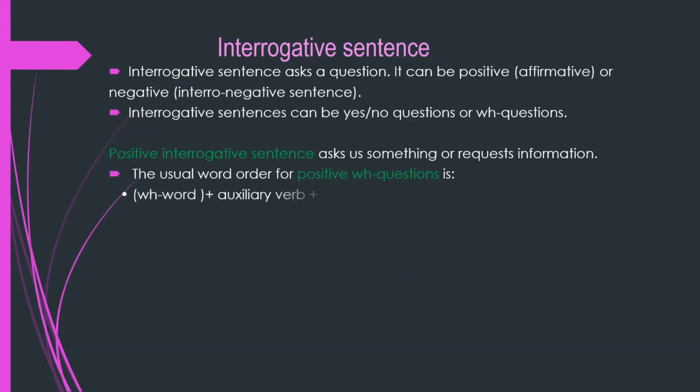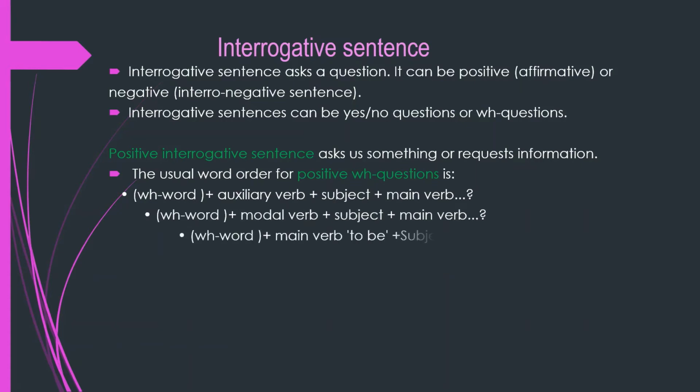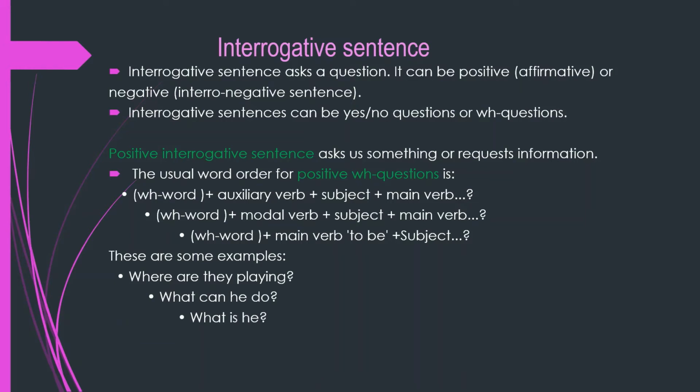Second, interrogative sentence. An interrogative sentence asks a question. It can be positive, which is called affirmative, or negative. Interrogative sentences can be yes/no questions or WH questions. A positive interrogative sentence asks for something or requests information.